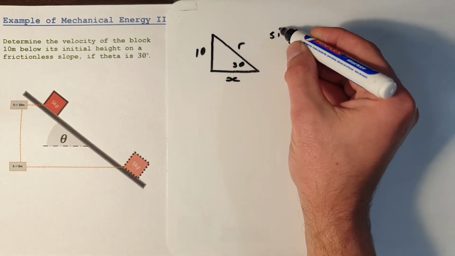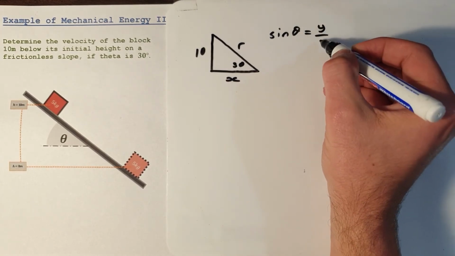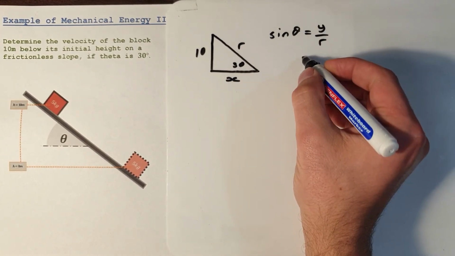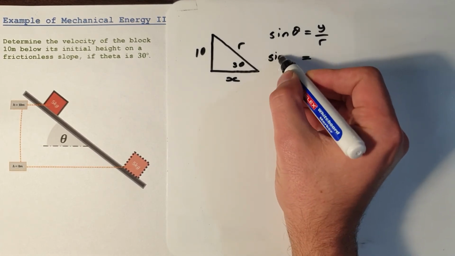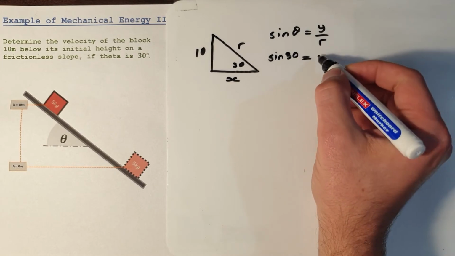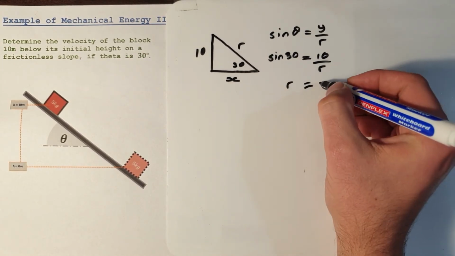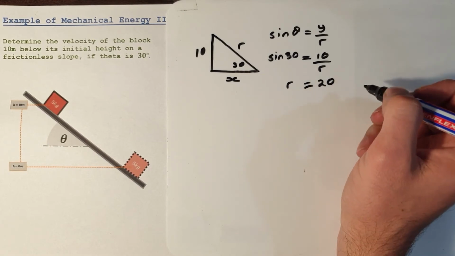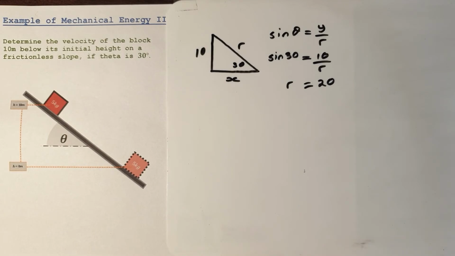So if we take sine theta is equal to y over r, we can solve this saying sine 30 is equal to 10 over r, which means that r will be equal to 20. Okay, so we know that we're traveling 20 meters between there and there.